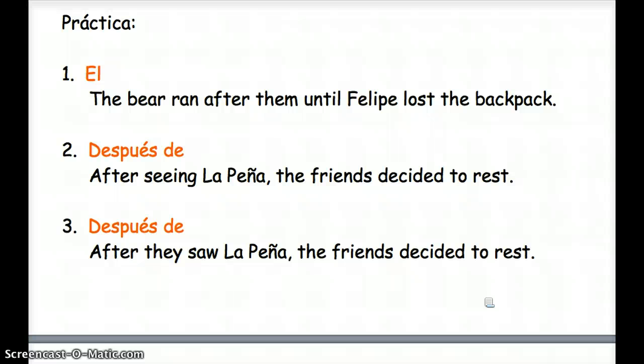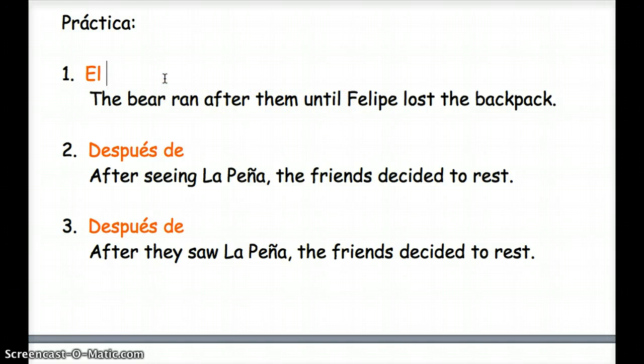All right, let's try the first sentence together. The bear ran after them until Felipe lost the backpack. Well, I see two mini sentences here. The bear is the subject of the first one. Felipe is the subject of the second one. So there's a change in subject. So I know if there's a change in subject, I have to connect these two mini sentences with a que.